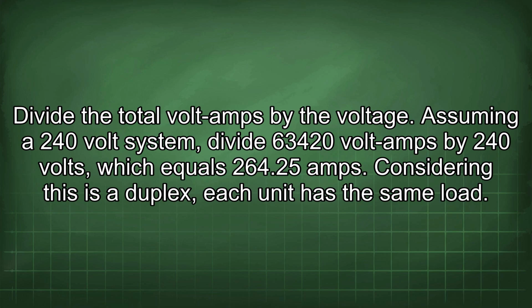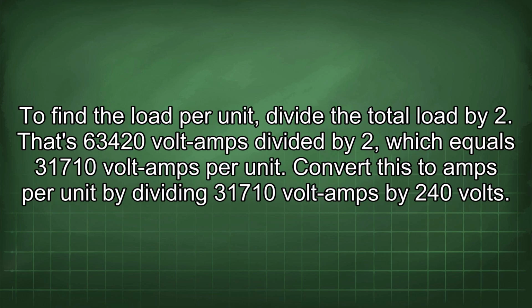Fifthly, convert the total volt amps to amps. Divide the total volt amps by the voltage. Assuming a 240 volt system, divide 63,420 volt amps by 240 volts, which equals 264.25 amps.